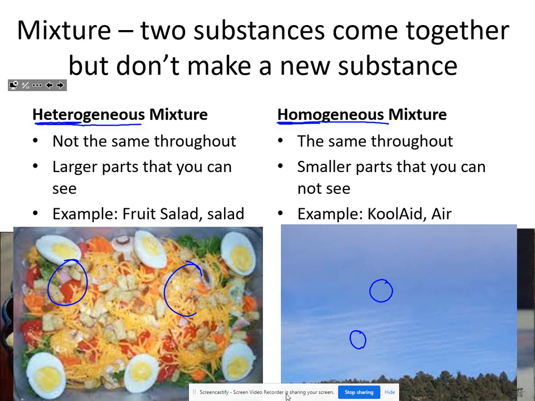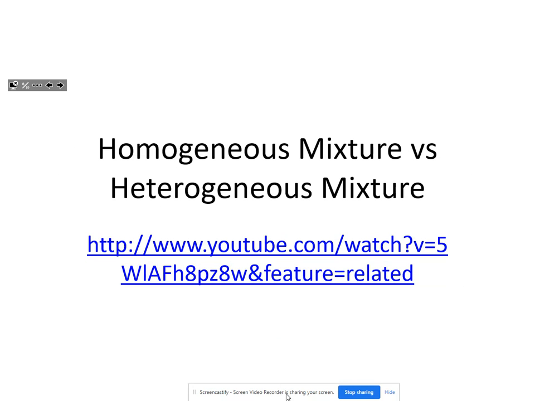Other examples of a heterogeneous mixture would be like a salad. Again, if I take a bite over here or a bite here, I get different amounts of cheese. Heterogeneous, different throughout. Where's the air? Breathe it in. Oh, over here, I get 75% nitrogen, 22% oxygen, and trace gases. Over here, I get the same exact thing. It is the same throughout.